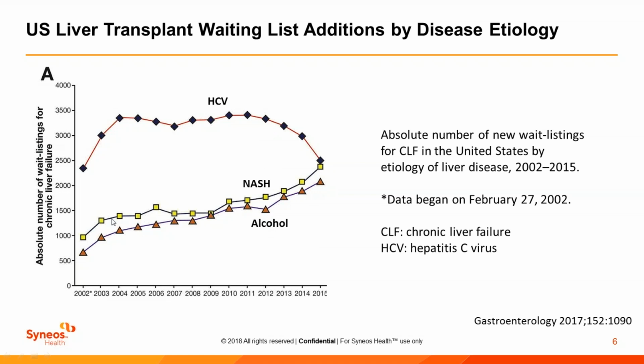During that same period, whilst there was a gentle increase in the number of waitlist additions for patients with alcoholic and non-alcoholic steatohepatitis with cirrhosis, one can see that in the years between 2012 and 2015, the increase in waitlist additions for both entities went up almost linearly, particularly for patients with NASH cirrhosis, such that in 2015, the number of additions for patients with NASH cirrhosis was almost identical to that of additions for patients with end-stage hepatitis C virus liver disease.